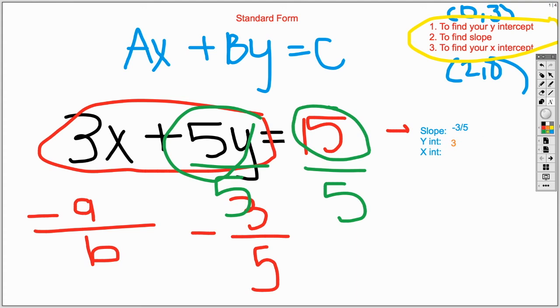And then for your x-intercept, you literally do the same thing. So you would just cover the y this time, and you do it with the x. So it's 3x divided by 3, and then 15 divided by 3 is 5. So your x-intercept is 5. This is a way, it's super easy, super convenient. It will literally take you 20 seconds to do. Then we could do another example.